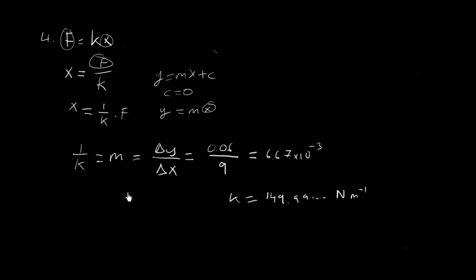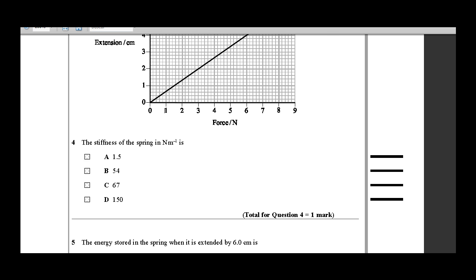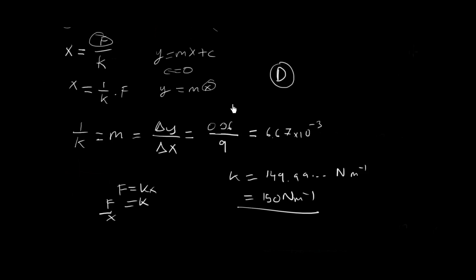Newtons per meter is the unit of k, right? Because if F is equal to kx, then k is equal to F over x, which is newtons per meter. So that's basically 150 newtons per meter, and I'm hoping that's going to be one of the options. There it is, 150. Good. So that's the answer to question 4, it is part D. So then we'll just put it here somewhere. Part D for question 4.